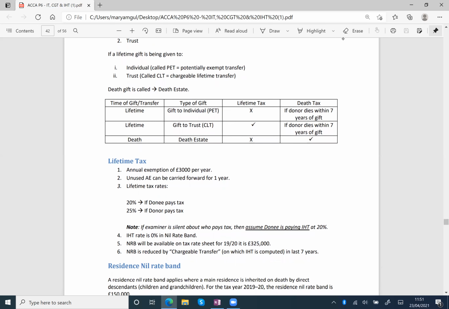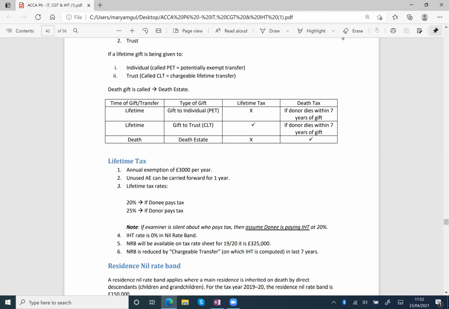Similarly, on CLT, lifetime tax is paid. In the third column, you can see the tick. Tick means you will pay the lifetime tax on CLT. On PET there is no lifetime tax, but on CLT you have to pay lifetime tax. And death tax: if the donor dies within 7 years of the gift, then you will pay the death tax. If you survive 7 years after making this gift, then there will be no death tax on CLT. So on PET and CLT, death tax will be payable only if you die within 7 years of making the gift. That's it. Otherwise, no tax.